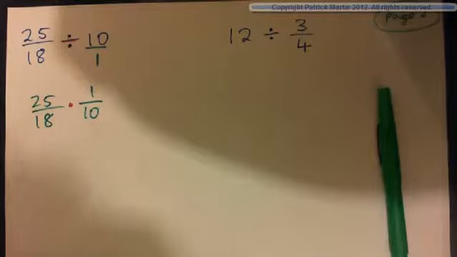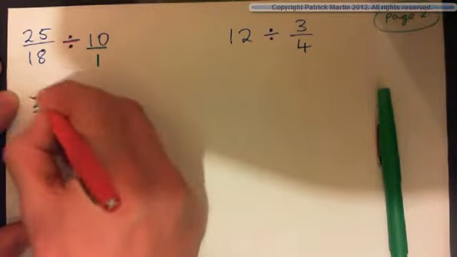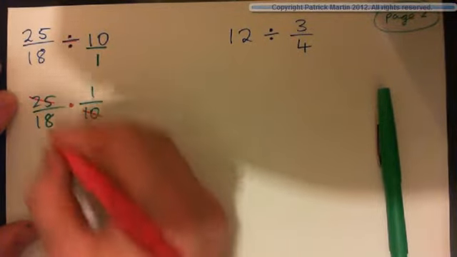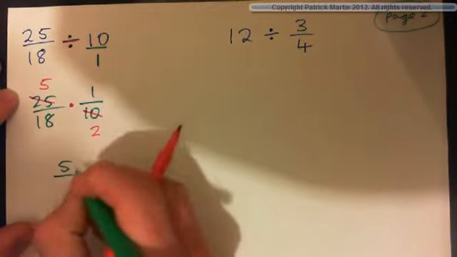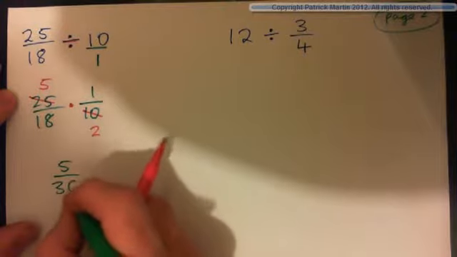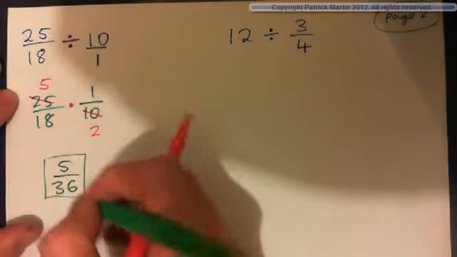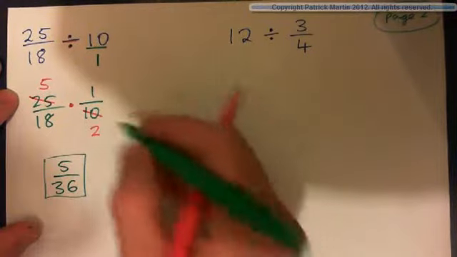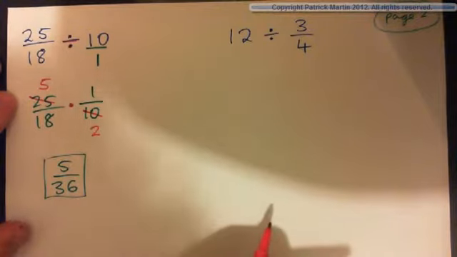Okay. So, does anything cross cancel? 5 into 10 goes twice. 5 into 25 goes 5 times. So we get 5 times 1, which is 5 over 18 times 2, 36. And that's the answer. Okay. This doesn't simplify any further, does it? Nothing else cross cancels up here, right? Yeah, so that's lowest terms, right?